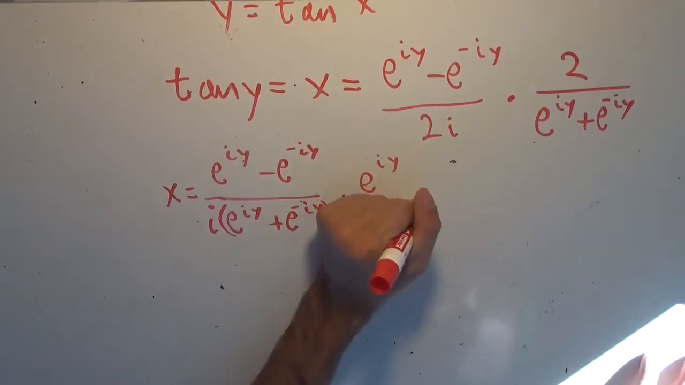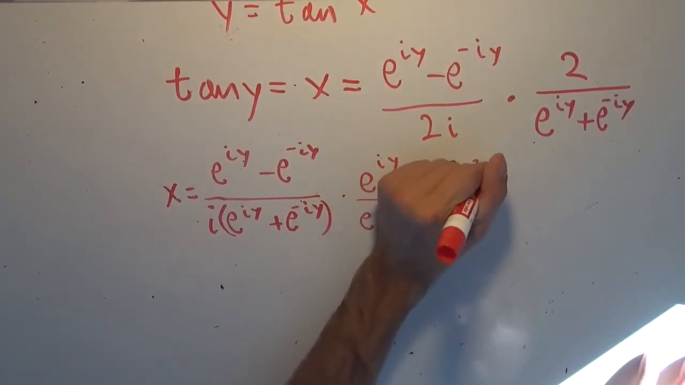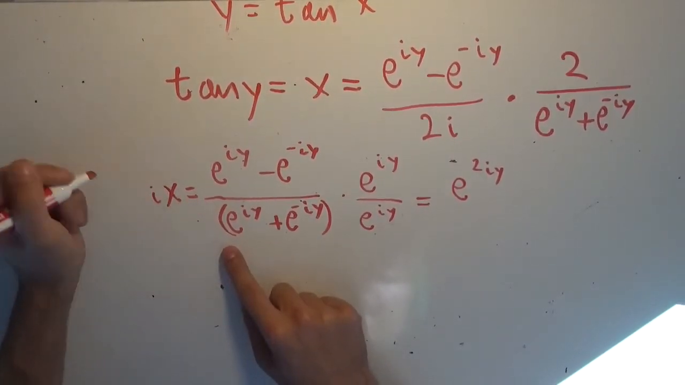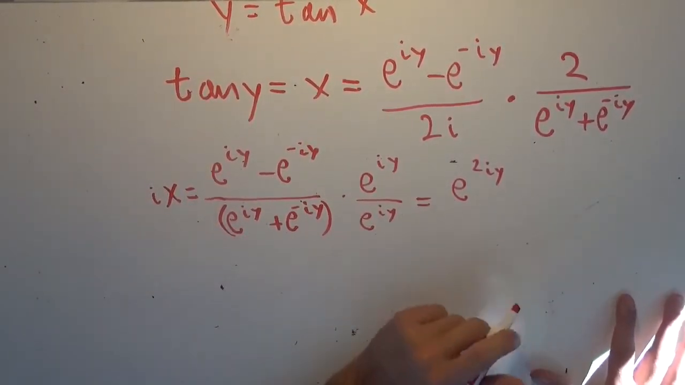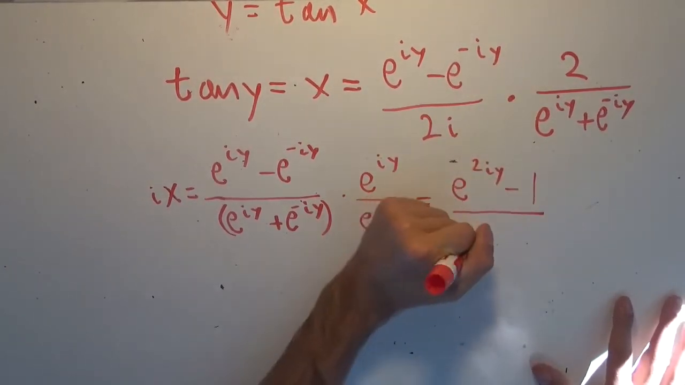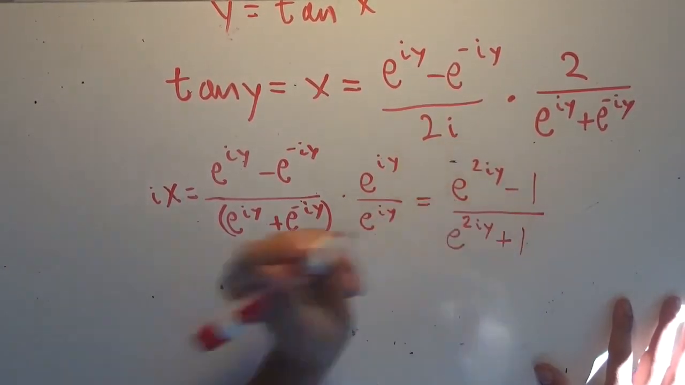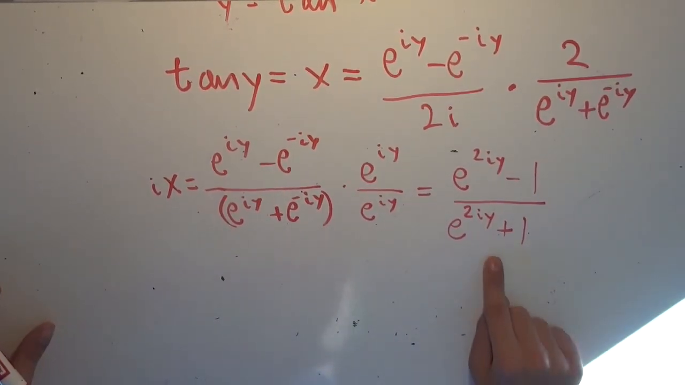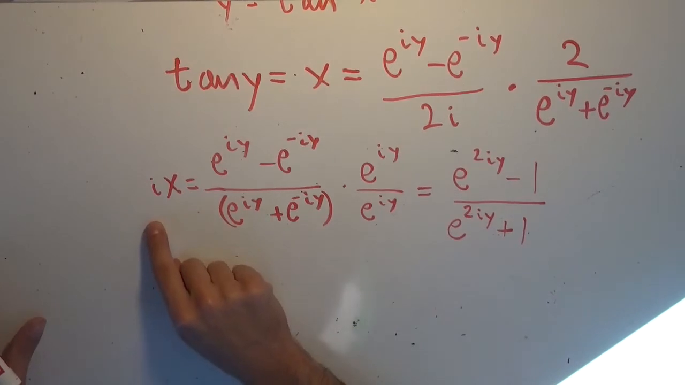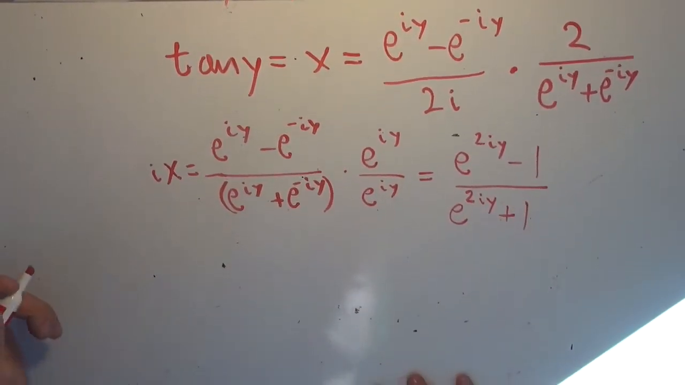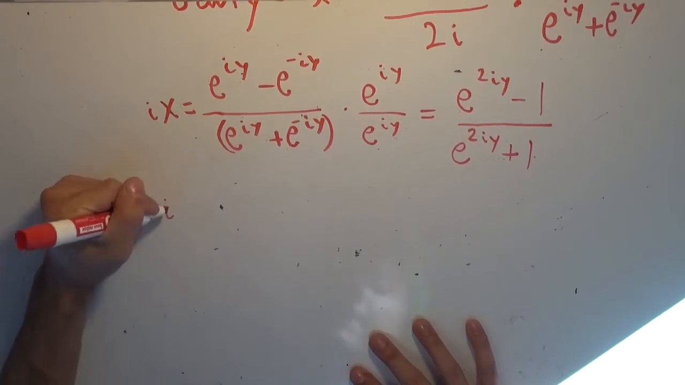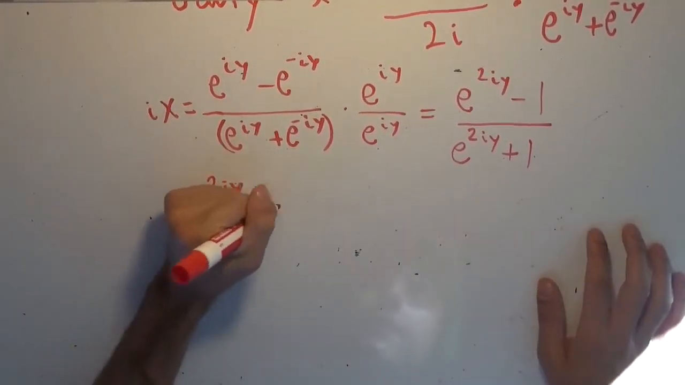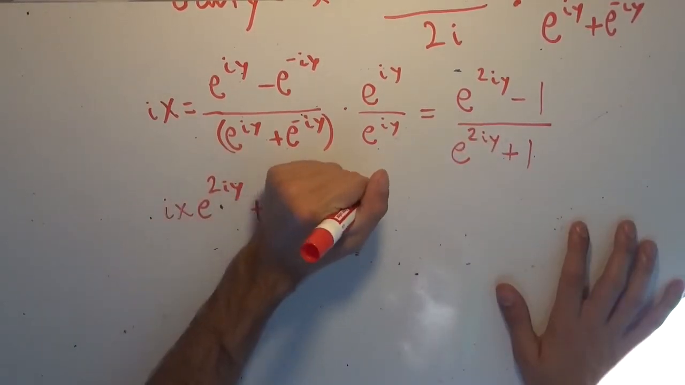And so this is going to be equal to e to the 2iy, and I'm going to multiply the i over to x, right? So we're going to get that i times x is equal to e to the 2iy minus 1 divided by e to the 2iy plus 1. Very simple, right? And now what we're going to do is simply multiply that term over, distribute things together, and then combine like terms. So we're going to end up with i times x times e to the 2iy plus i times x equals e to the 2iy minus 1.